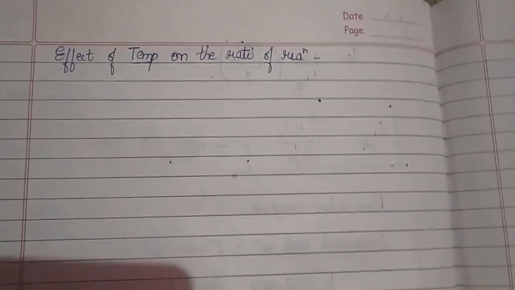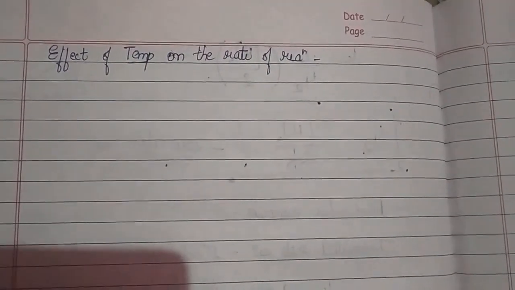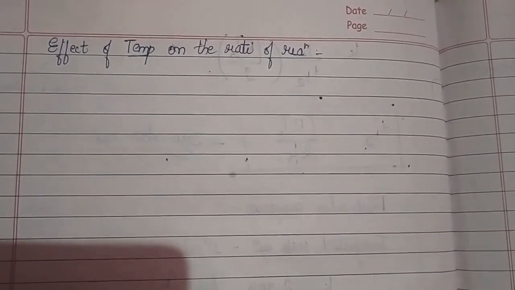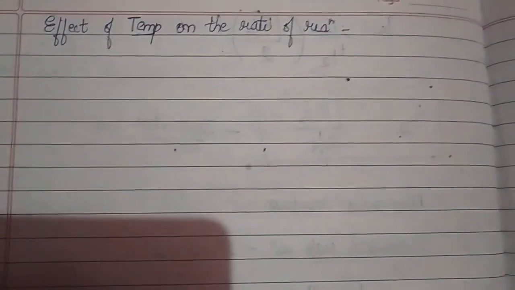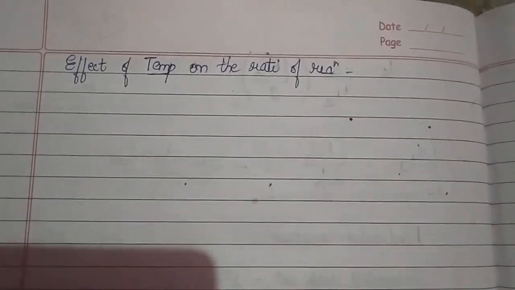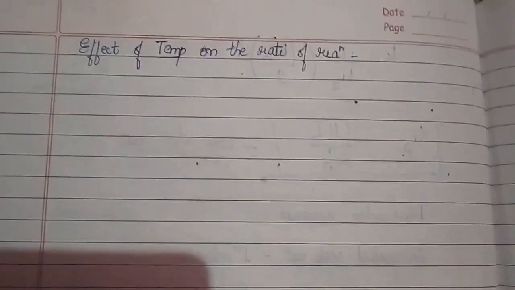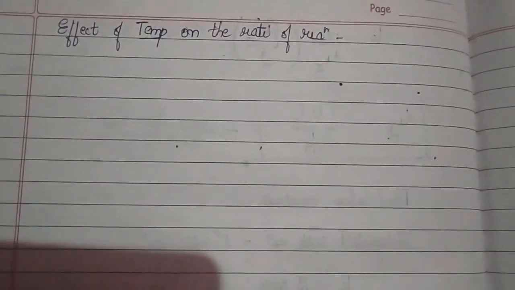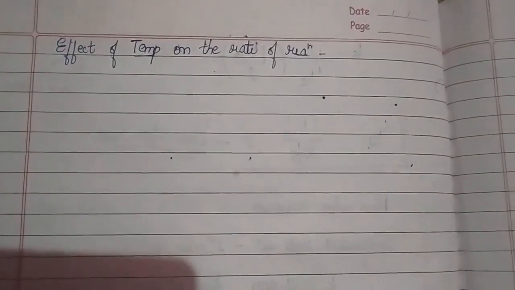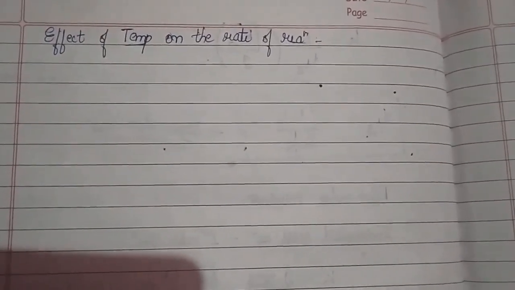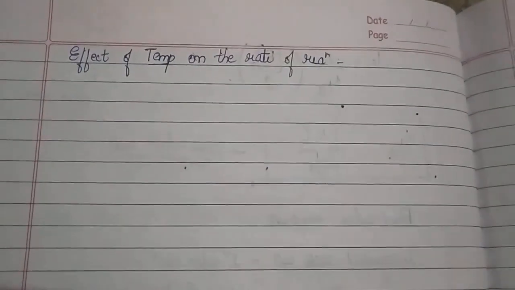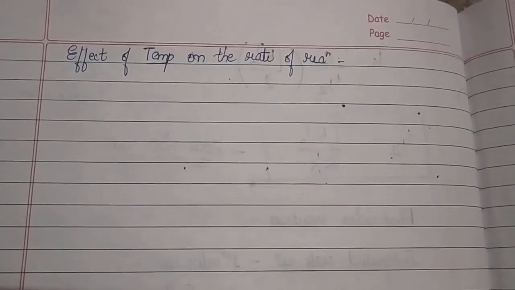If you remember, when I discussed the factors, I mentioned that with every 10 Kelvin, you can just turn your pages and look. With every 10 Kelvin rise of temperature, the rate of the reaction nearly doubles or triples. So we are going to see how this is possible. Now let us go into our topic, that is, the effect of temperature on the rate of the reaction.